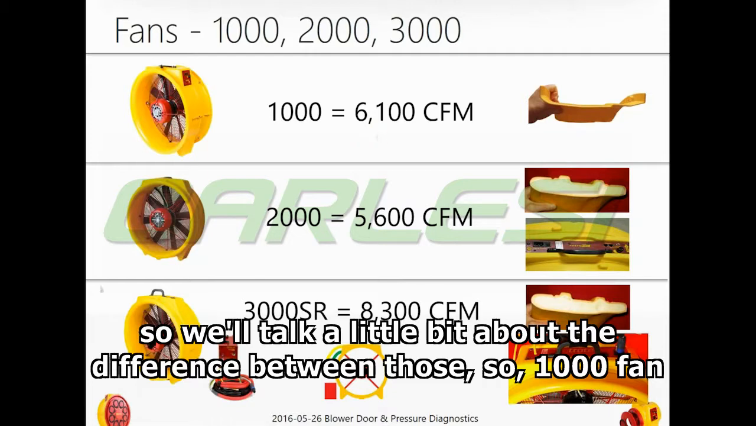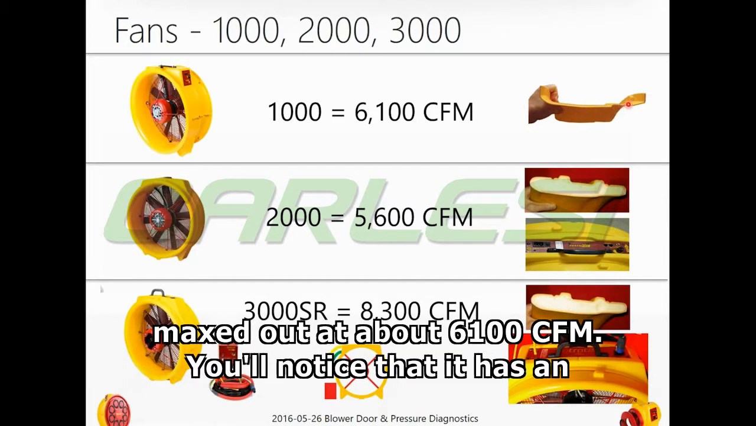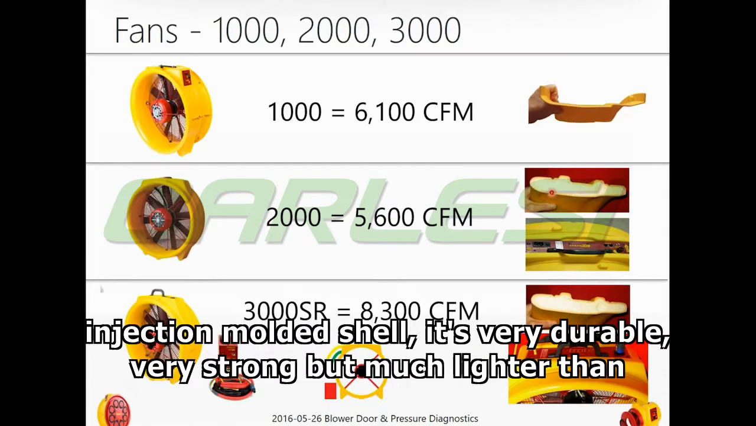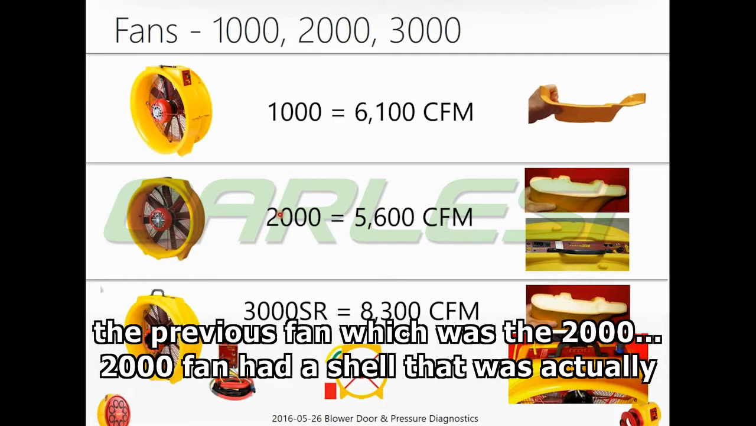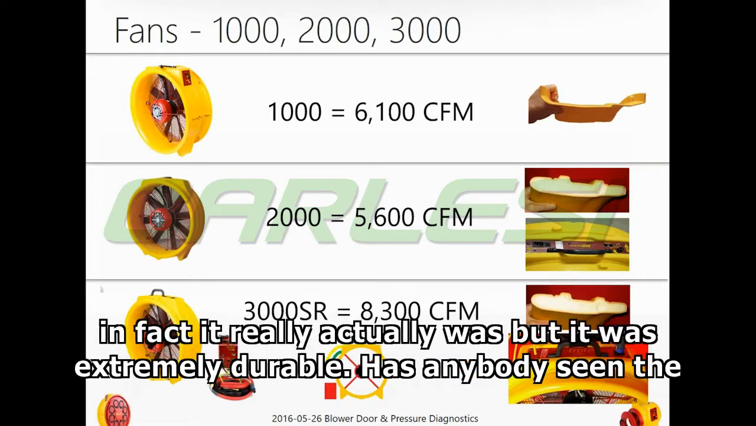So the 1000 fan, which up until just about last year was the standard residential fan from Retrotec, maxed out at about 6,100 CFM. You'll notice that it has an injection molded shell that is very durable, very strong, but much lighter than the previous fan, which was the 2000. The 2000 fan had a shell that was actually filled, and this is why many people think of it as a very heavy fan. In fact, it really was, but it was extremely durable.